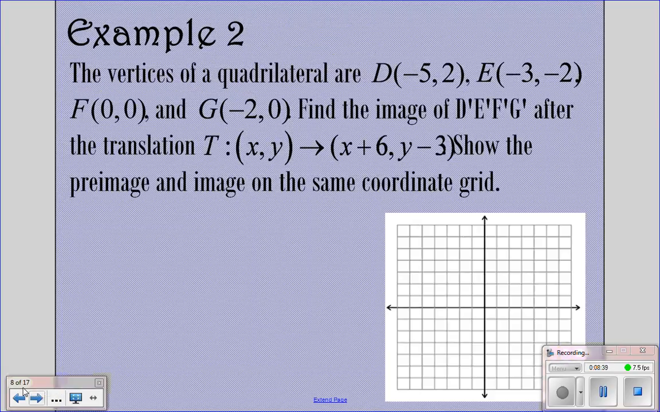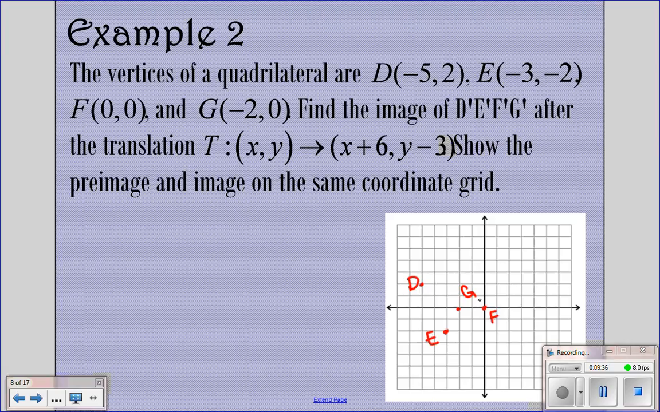So we have the vertices of our quadrilateral given as follows. We want to find the image after the translation given here, translation of our point of XY. We are going to add 6 to the X, and we're going to subtract 3 from the Y. And then we want to show the pre-image and the image on the same coordinate plane. So the first thing that we're going to do is to draw our pre-image. So we're going to have -5, 2 for D. For E, we're going to have -3. F is at the origin. And then this is G.